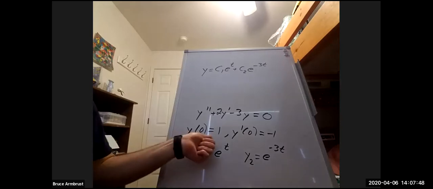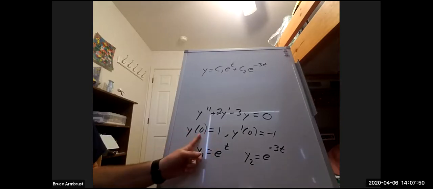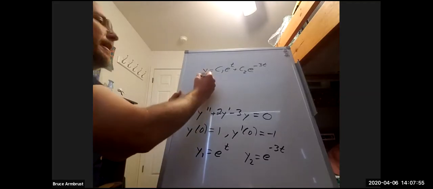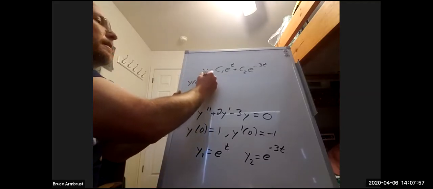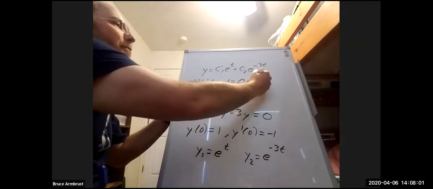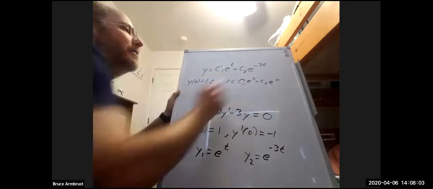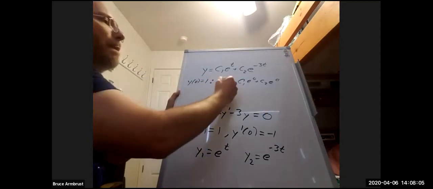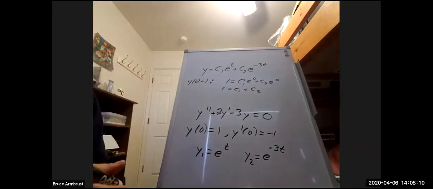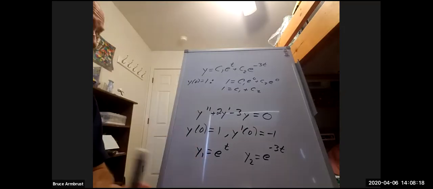So here's where we're going to use the information that we were given. If we start with this one, y of 0 equals 1, we know that we're going to get 1 equals C1 e to the 0 plus C2 e to the 0. So whatever C1 and C2 are, I know that they have to add up to 1. All right, well, that's what that tells me.